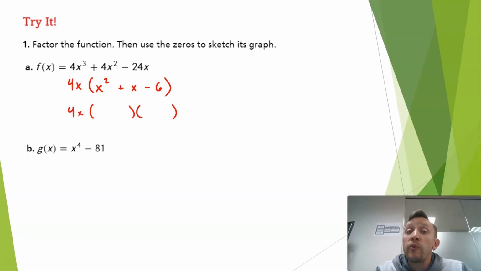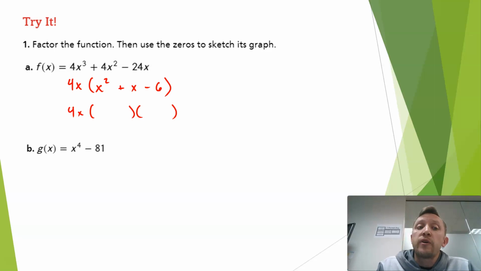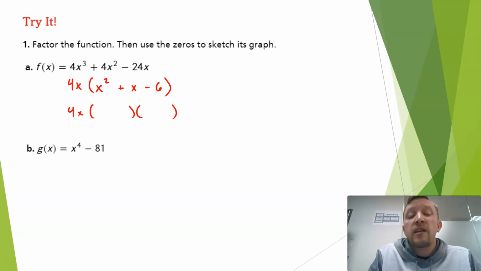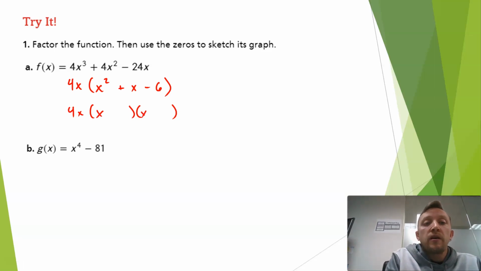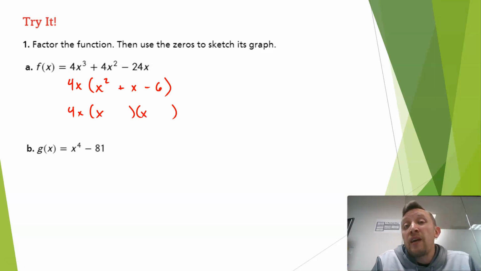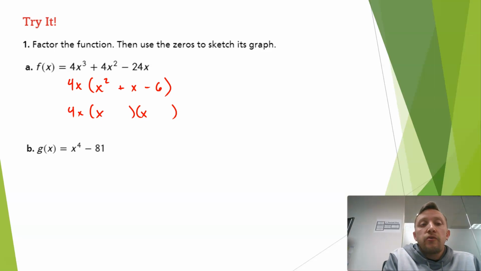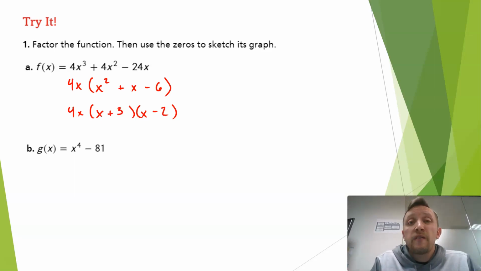Now remember what we learned about with quadratics. It's been a while, but for this one, since our a value is 1, we can use a little trick of just looking for two numbers that multiply together to be negative 6 and add together to be 1. Since they multiply to a negative 6 but add to a positive 1, the bigger number has to be positive. And so it would be x plus 3 and x minus 2, because 3 times negative 2 would be negative 6, and 3 plus negative 2 would be 1. So now we have it in factored form.